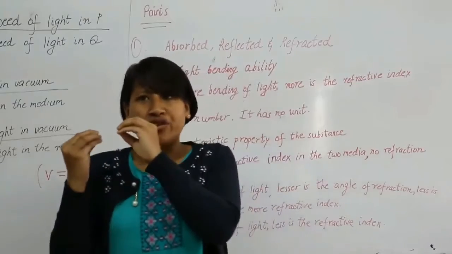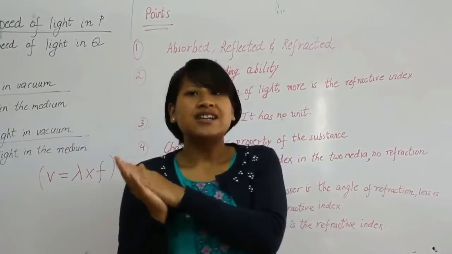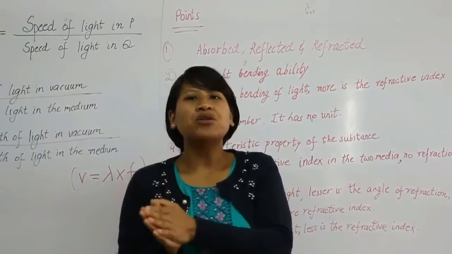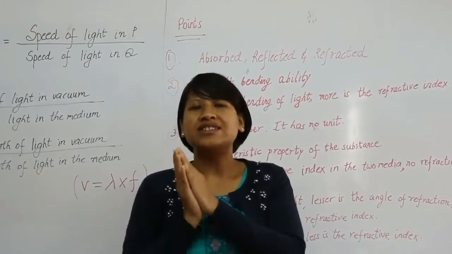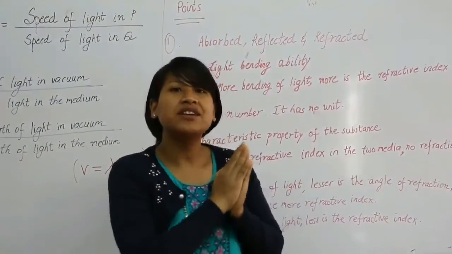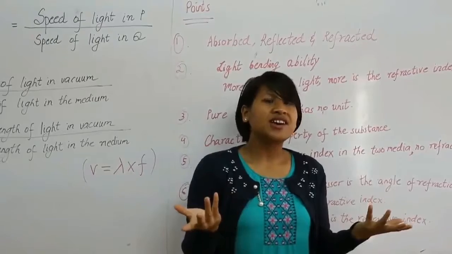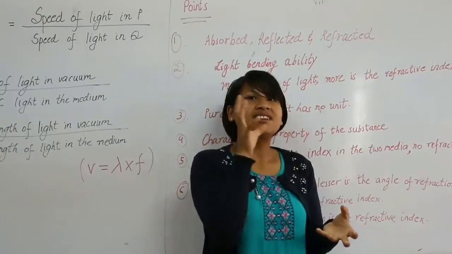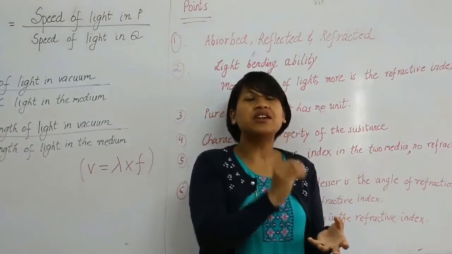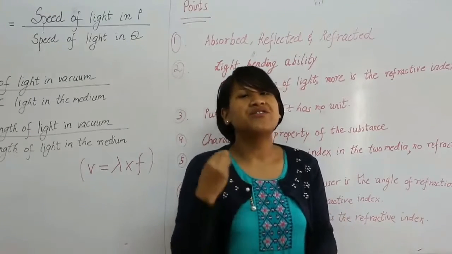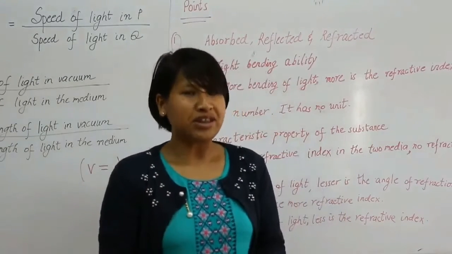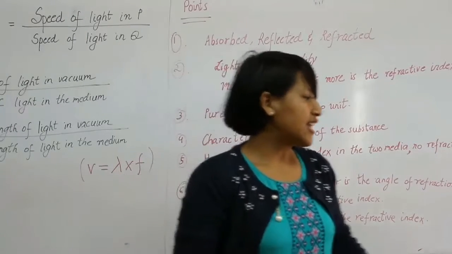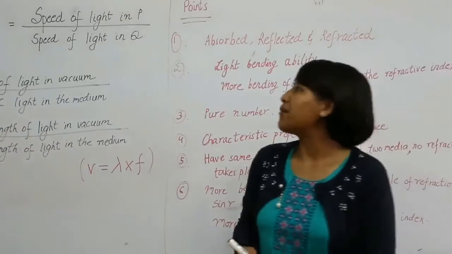Refractive index mainly indicates the light bending ability of the medium. It says that the more the bending of light takes place in the medium, the more will be the refractive index of the medium. Now let's take an example.